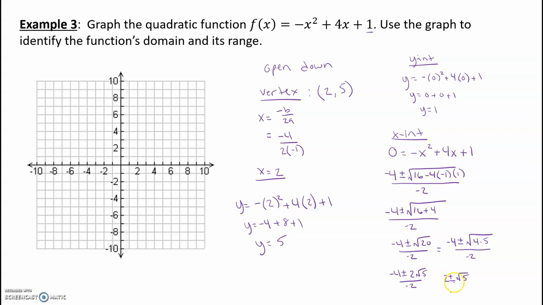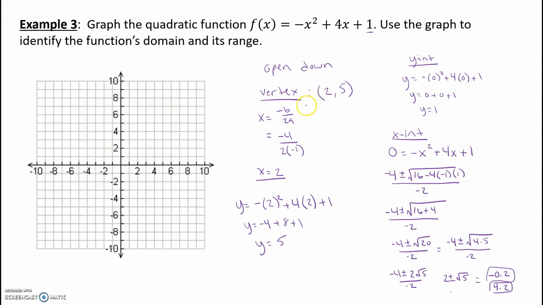Now, we can't graph this as is. So you're going to type this in your calculator, 2 plus root 5 and 2 minus root 5, and you're going to get two answers. Let me put those over here. You're going to get negative 0.2 and 4.2. Those should be the two answers you get when you plug it in. Those we can graph.